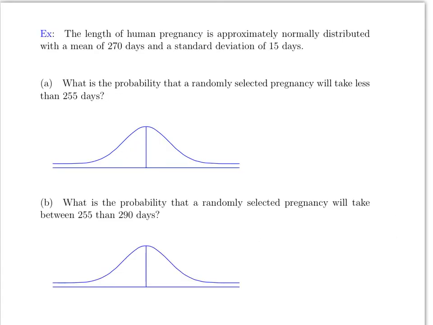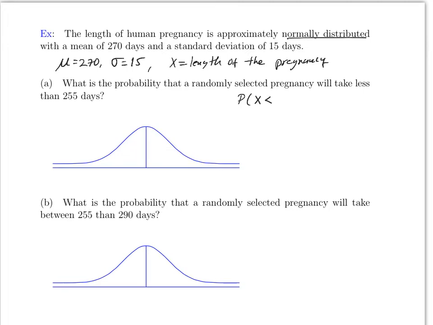This problem says the length of a human pregnancy is approximately normally distributed. So here it is, that it is normal, where the mean is 270 and the standard deviation is 15. And here X will be the length of the pregnancy. So the question is asking, what is the probability that a pregnancy will last less than 255 days?